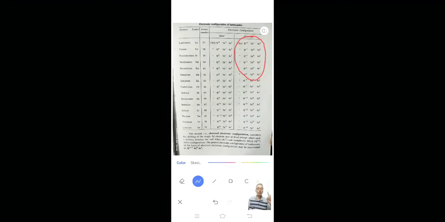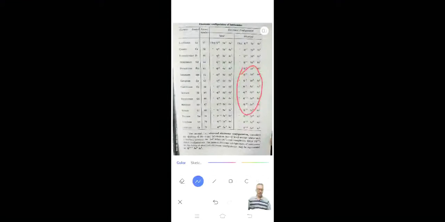But in case of the observed configuration, the 5d0 and 6s2 series is there till it acquires the half-filled state up to europium 4f7. You can see, my friend, europium 4f7. But for the next element, gadolinium, it is 4f7, 5d1 and 6s2.